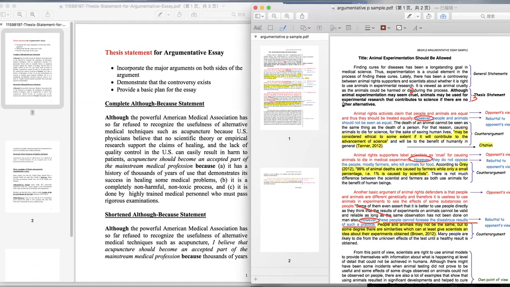This is one argumentative essay. What does it mean? It means you need to persuade your readers to believe you. How to persuade readers to believe you but not believe your opponent.